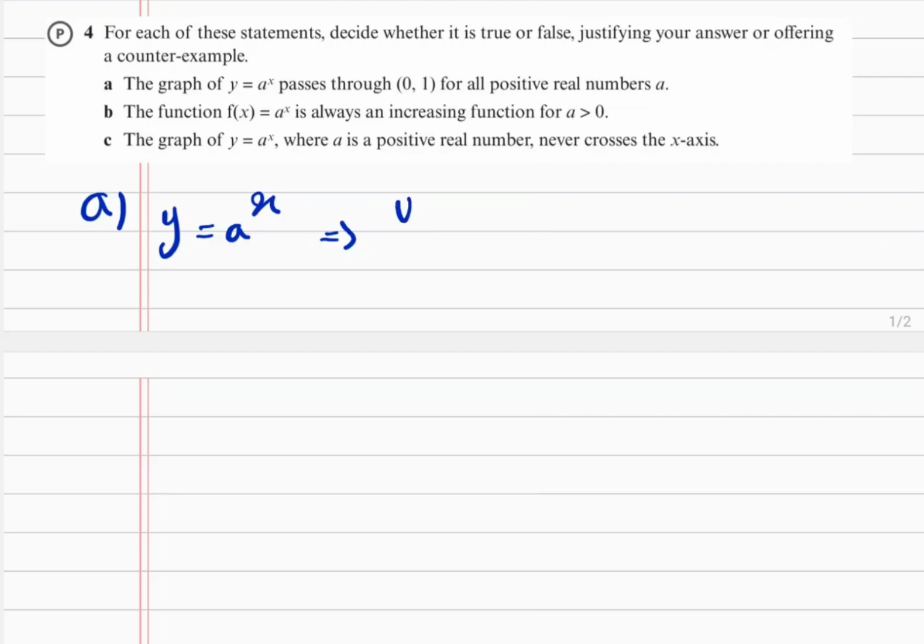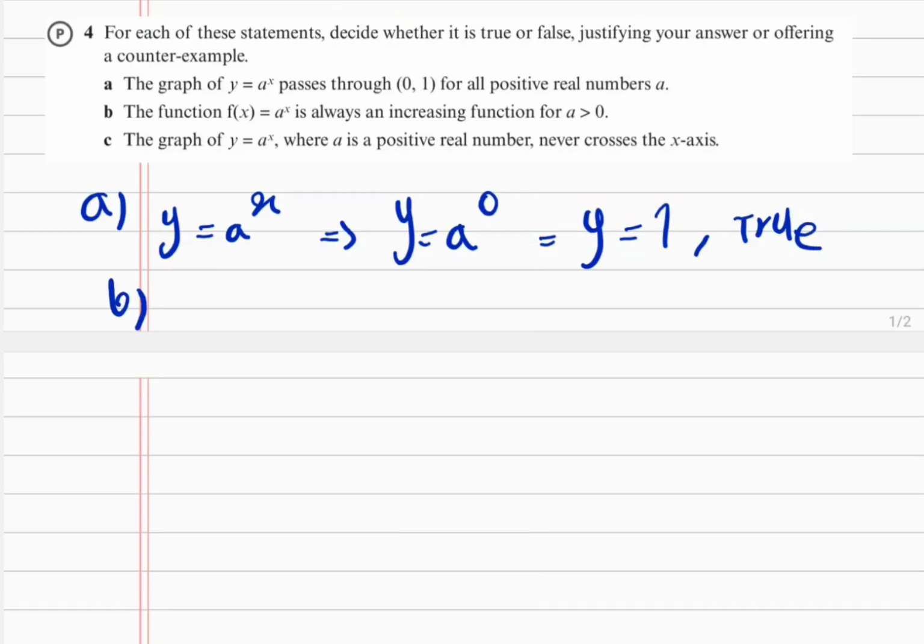So now we can substitute 0. We have a to the power of 0, and that is equal to 1. And that is exactly equal to the y coordinate of the point. Since they match, this point is indeed on the curve. So this is true.